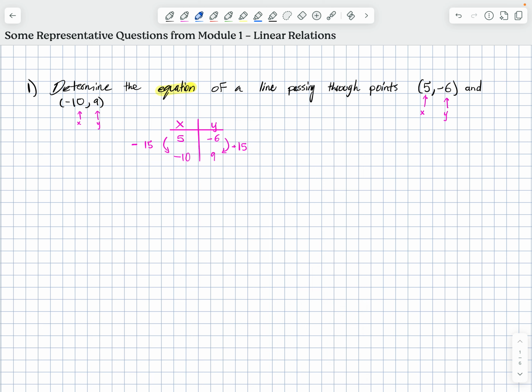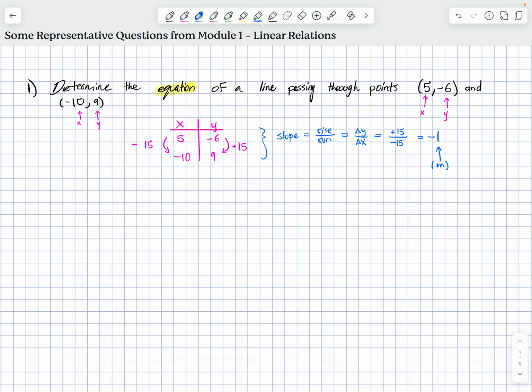Now, we call this the change in my y. This is the change in my x. To find the slope, it's just rise over run, right? We know this. Or the change in y over the change in x, so delta y over delta x. That's a shorthand way of writing change in, that delta right there. Long story short, it's just this positive 15 divided by this negative 15, and that gives me a -1, because positive divided by negative is a negative. So I have my slope there. This is my m value.